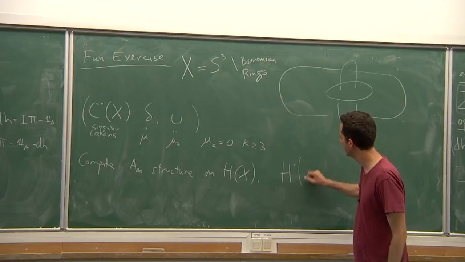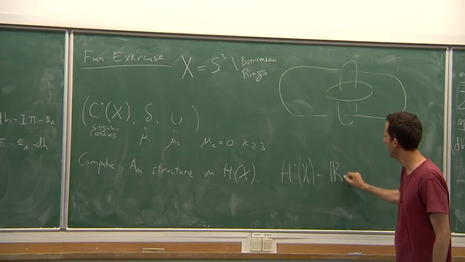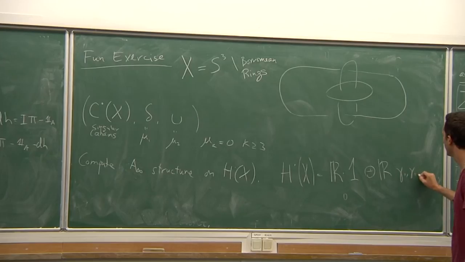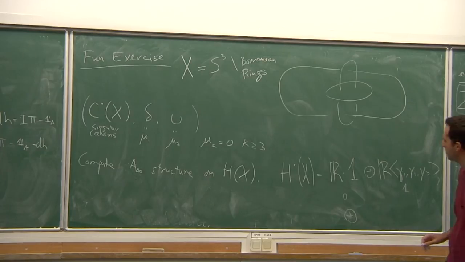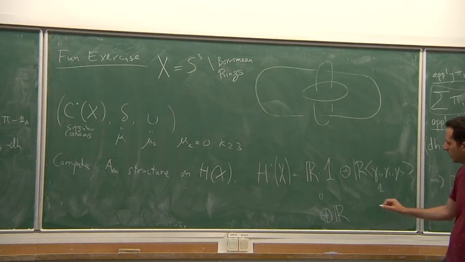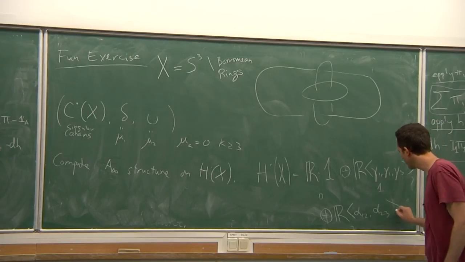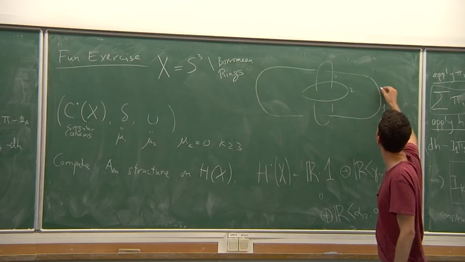So the cohomology of X, since it's a complement of some space inside S3, you can use Alexander duality to compute it. And it's just equal to R times the unit in degree 0. Then we have three vector space generators in degree 1, represented by disks filling each of the three rings, or Poincaré dual to this. And then we have two generators in degree 2, which we can call alpha 1,2 and alpha 2,3, which are basically represented by paths connecting, let's say this is 1, 2, and 3, so you can just choose a path with boundary on these two.